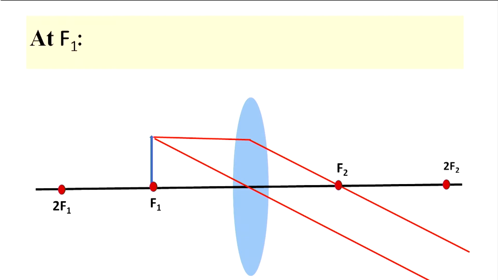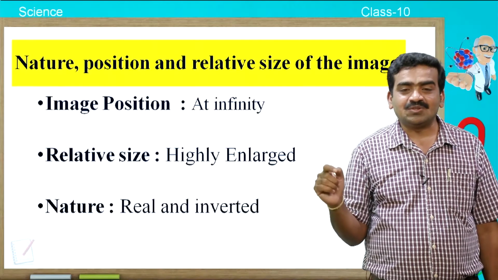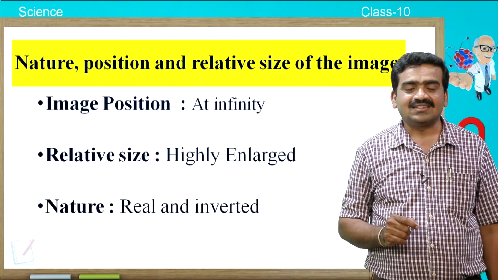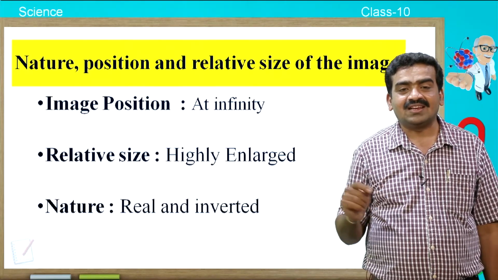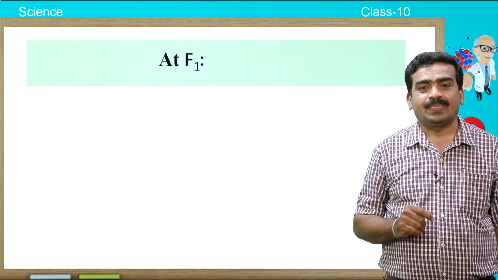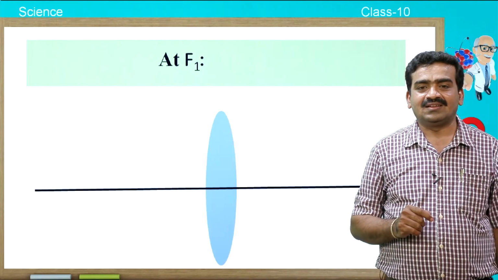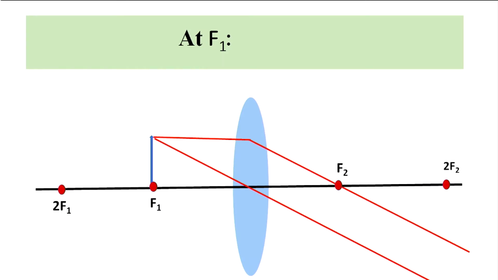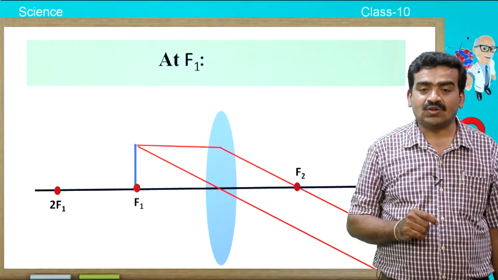So, this ray diagram indicates the image position is at infinity, the relative size is highly enlarged, and the nature of the image is real and inverted. Just recall the points again by seeing the animation. Here in this case, a real image is formed, an enlarged image is formed.